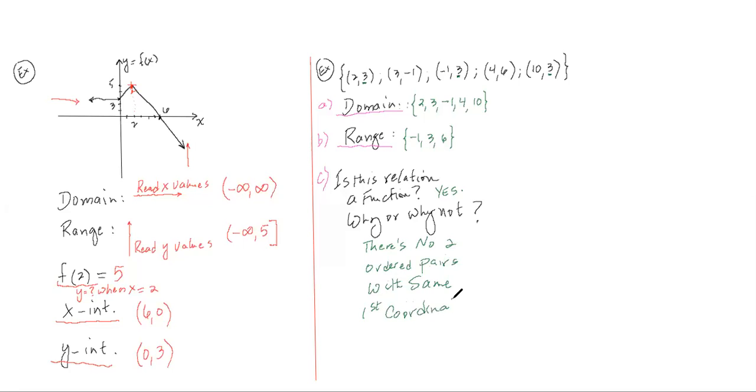Is that what you meant? Yes. Because see, 2 is only attached to a 3, 3 is to a -1, -1 to a 3, 4 to a 6, 10 to a 3. So there is no x that will be connected to different y values. Okay, so yes, this is a function.